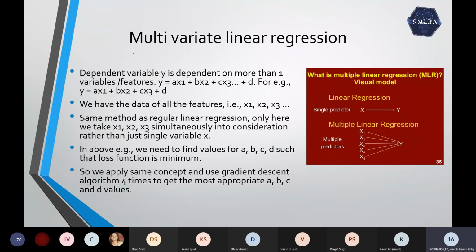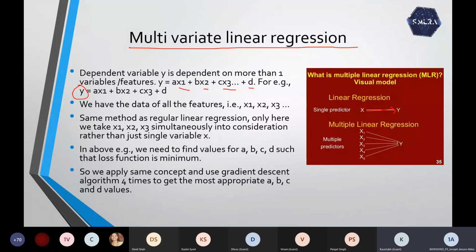So for that we use multivariate linear regression. In linear regression, we assumed only one variable decides the value of y. Here we assume multiple variables contribute to y. Suppose y is a function of x1, a x1 plus b x2 plus c x3 and so on, plus a constant term. So y depends on multiple variables. These multiple variables x1, x2, x3 are called features. Y is the result we are interested in, and we need to fit y to get the multivariate linear regression.